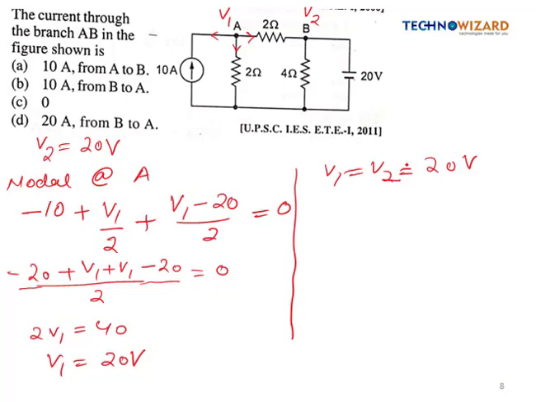It means these two nodes, node A and B, are at the same potential and hence no current will flow through the 2 ohm resistance, because for the flow of current a potential difference is a must, but here there is no potential difference, so there will be no current through the 2 ohm resistance, right? So current through the 2 ohm will be (V1 minus V2) by 2, but here the difference is 0, so the current through the 2 ohm resistance is 0 ampere, right? So for this question option C is correct.